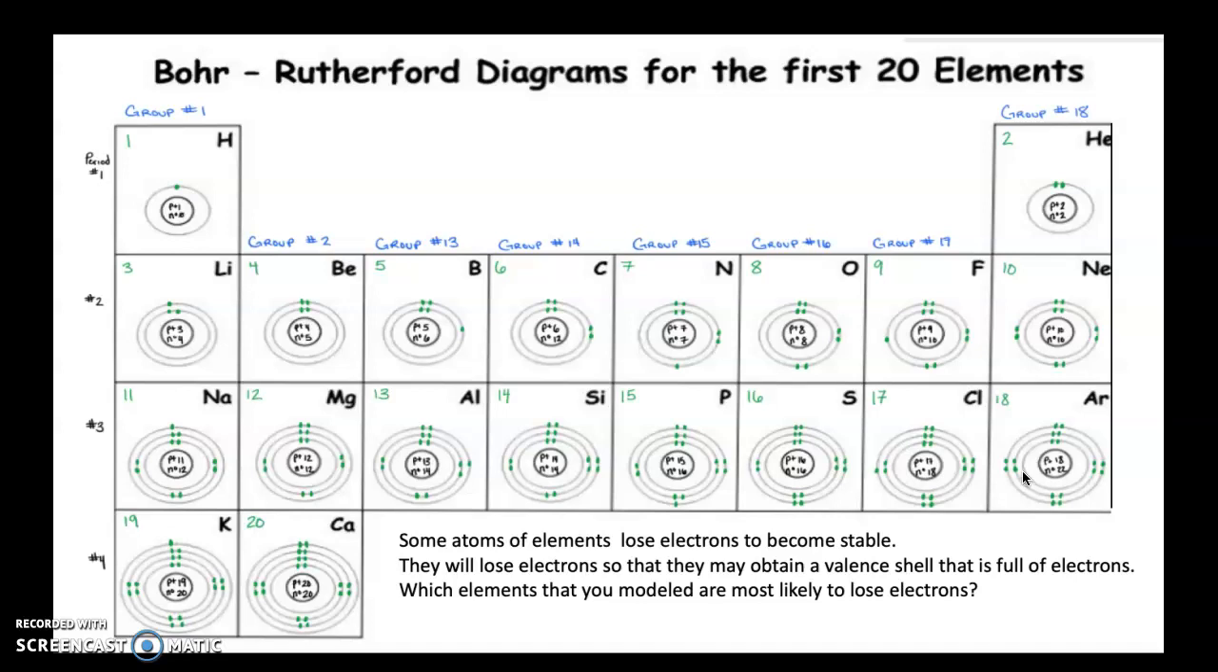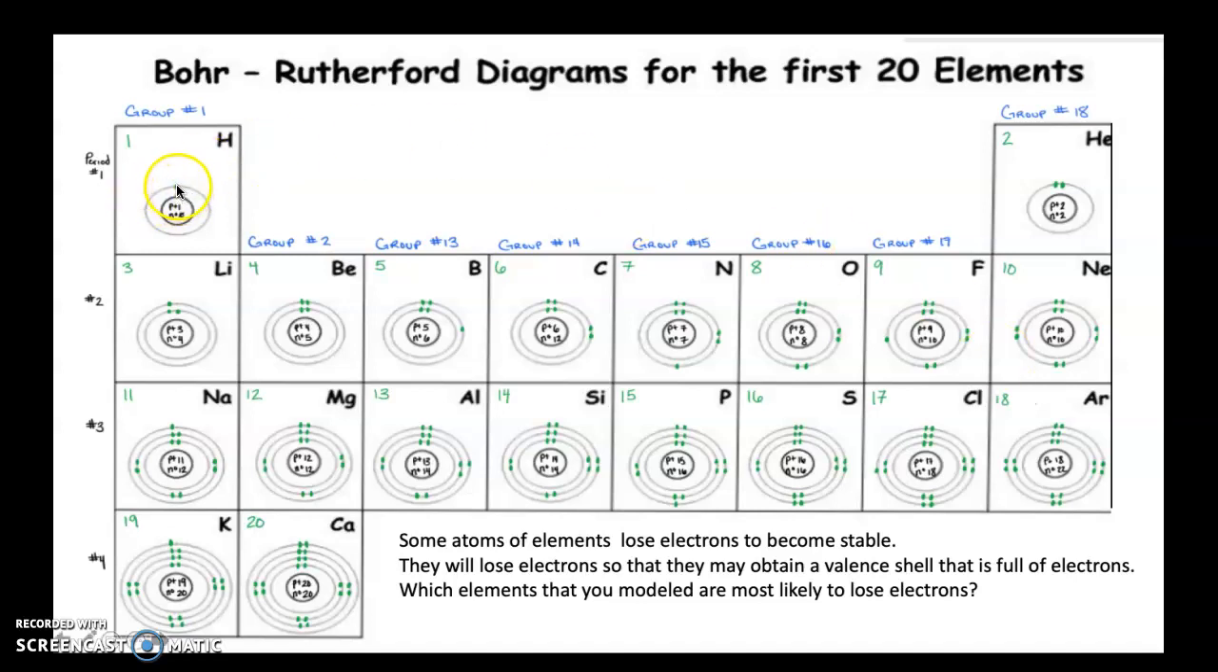Number 2, where are they located? Hey, these guys are called the noble gases, and I think in your periodic table you have them labeled that way. Number 3, which elements only had 1 electron in their valence shell?